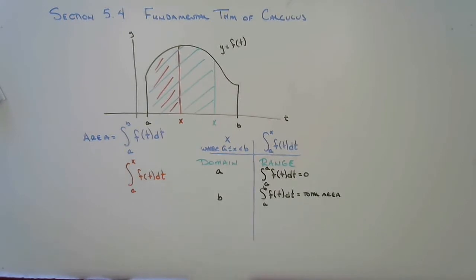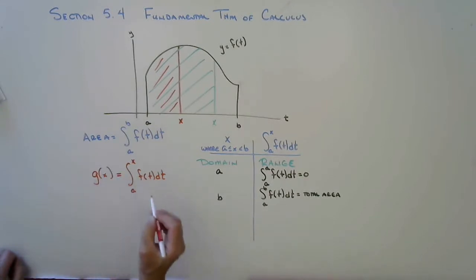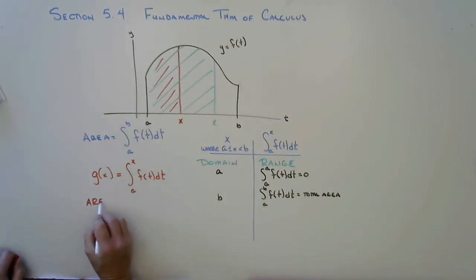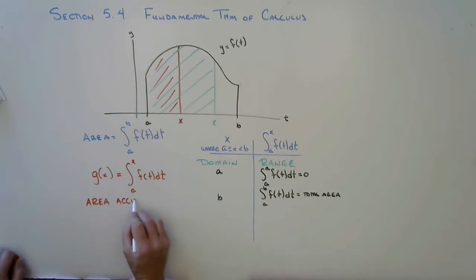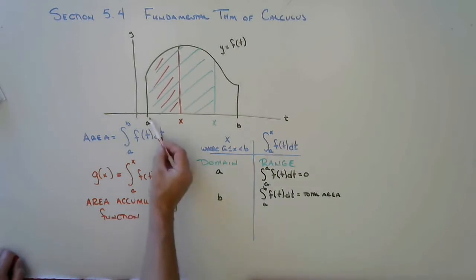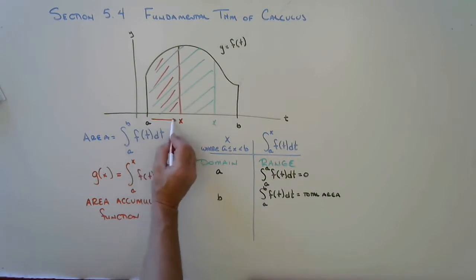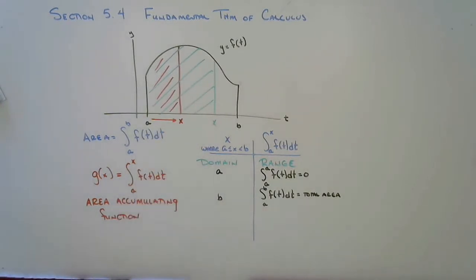So we're going to introduce a function based on this picture. And our function is going to be this. We're going to say, well, this is actually a function. I'm going to call it g of x. We call this an area accumulating function. And as x moves, we accumulate more and more and more area. As x moves to the right, the area between a and x grows continuously.